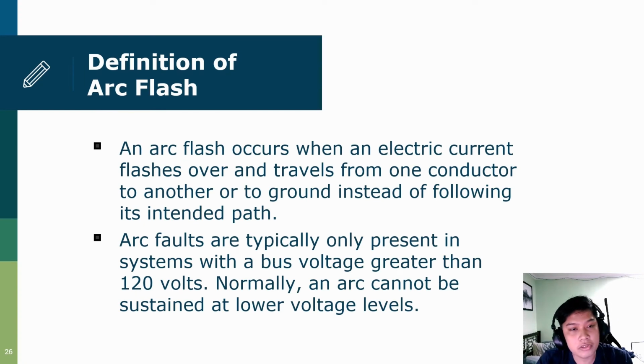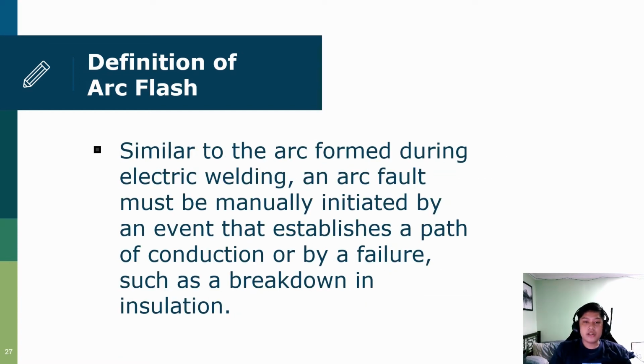First, let's start from the definition. An arc flash occurs when an electric current flashes over and travels from one conductor to another or to ground instead of following its intended path. And arc faults are typically only present in systems with a bus voltage greater than 120 volts. Normally, an arc cannot be sustained at lower voltage levels. Similar to the arc formed during electric welding, an arc fault must be manually initiated by an event that establishes a path of conduction or by a failure, such as a breakdown in insulation.